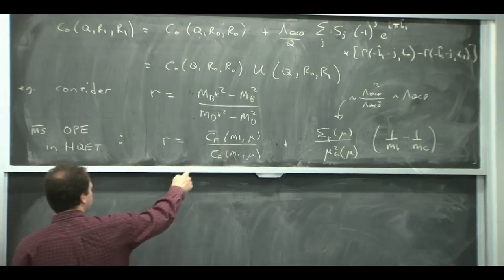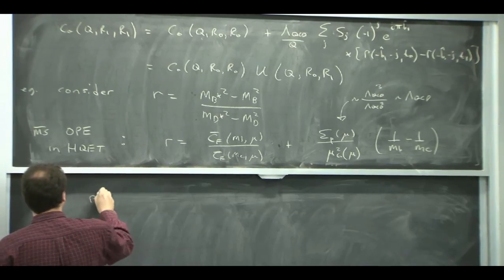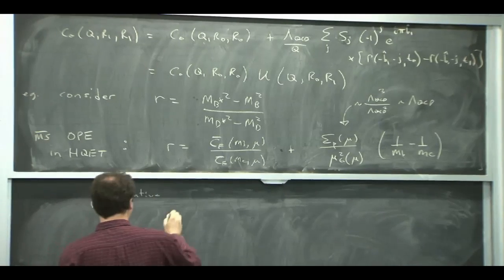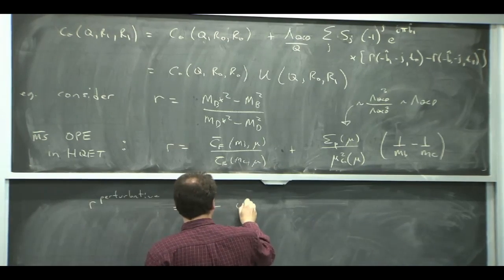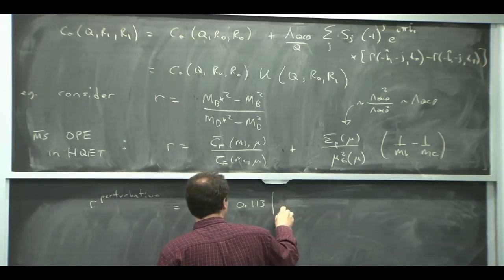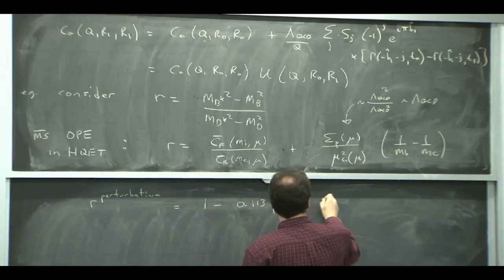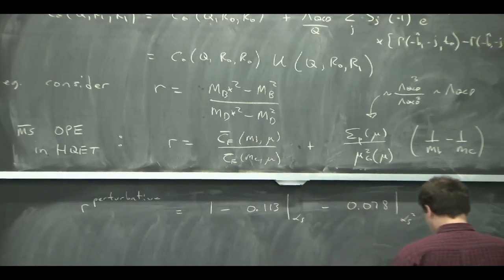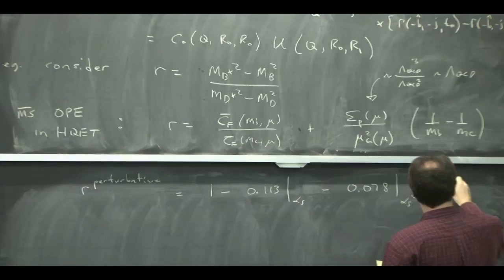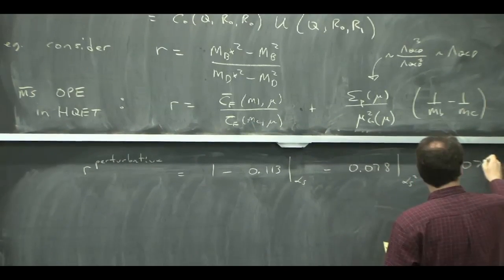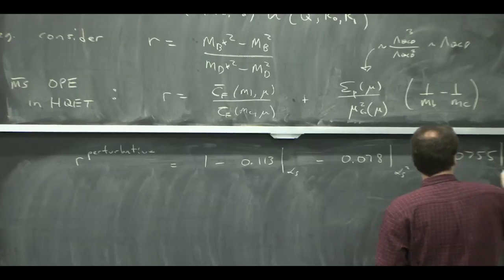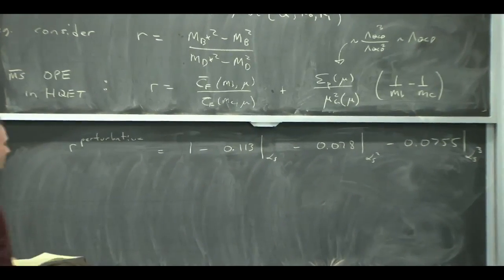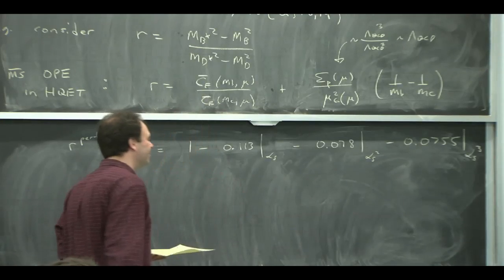So what happens if I think about this perturbative result at higher orders? People have actually calculated that coefficient to 3-loop order. And here's what it looks like. At order alpha, you get minus 0.113. At order alpha squared, you get minus 0.078. And then you get another minus 0.0755 at alpha cubed. Doesn't look so pretty. Each order that you calculate is giving you a correction about the same size as the previous order.